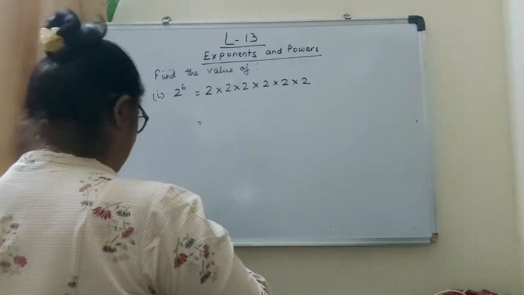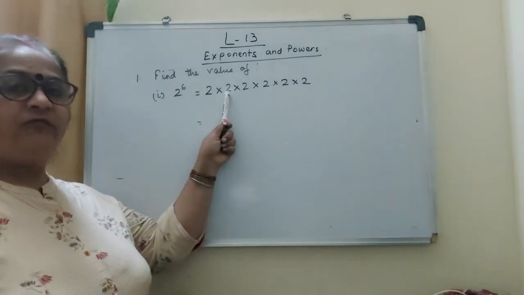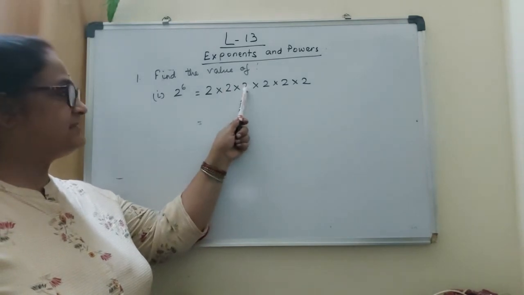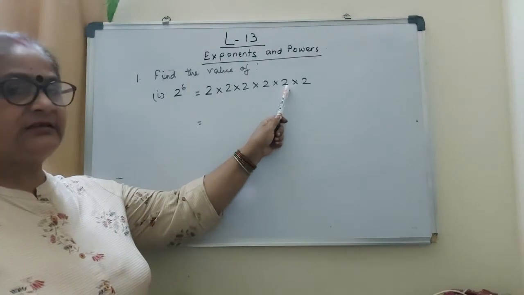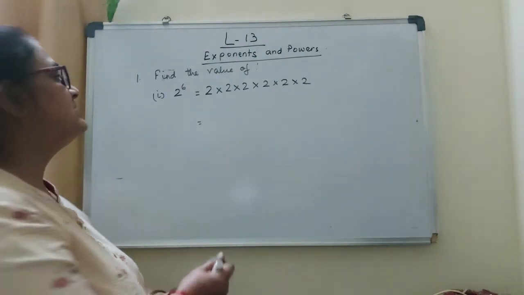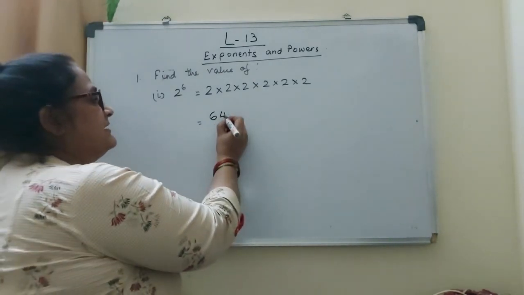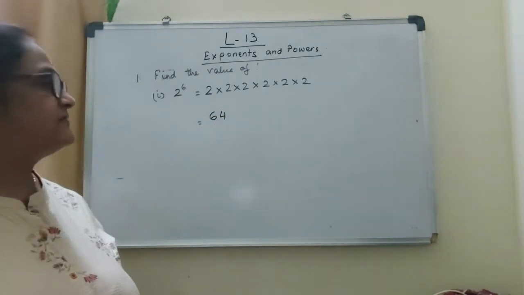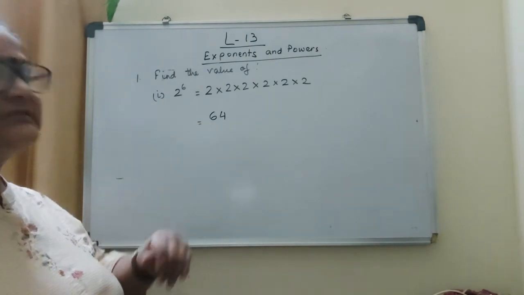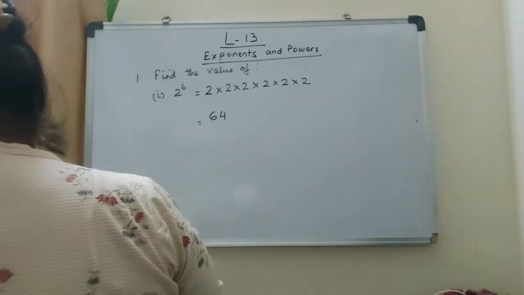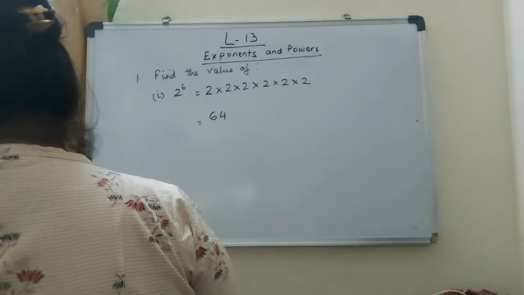Now do the multiplication. 2 multiplied by 2, 4. 4 twos, 8. 8 twos, 16. 16 twos, 32. 32 twos, 64. So the value of 2 raised to the power of 6 is 64. Now in this manner, you will do the other sums also of sum number 1.